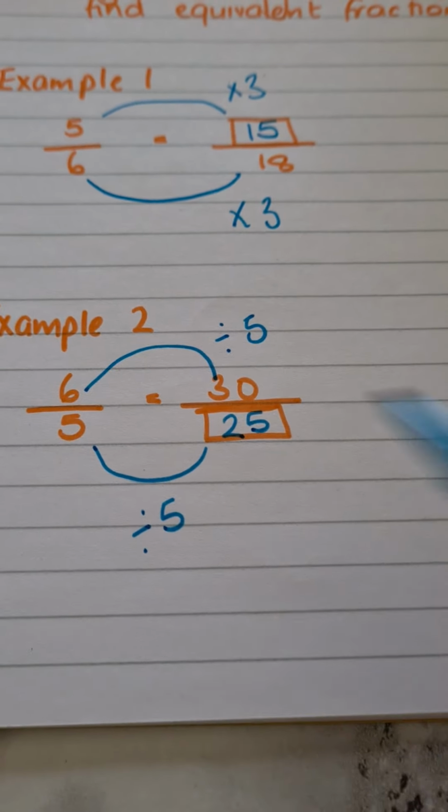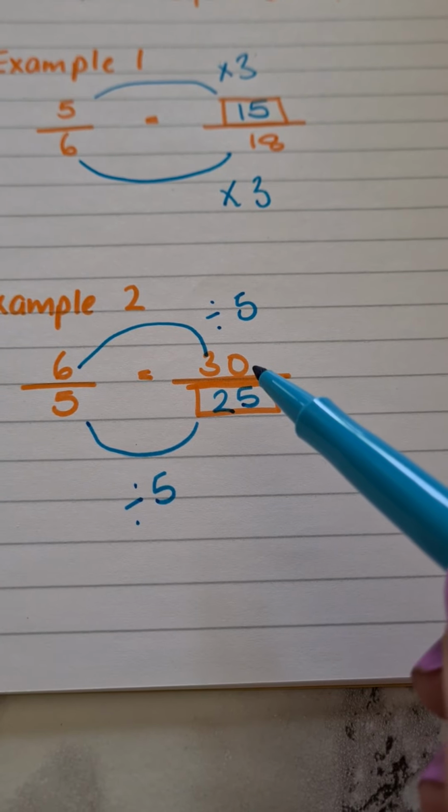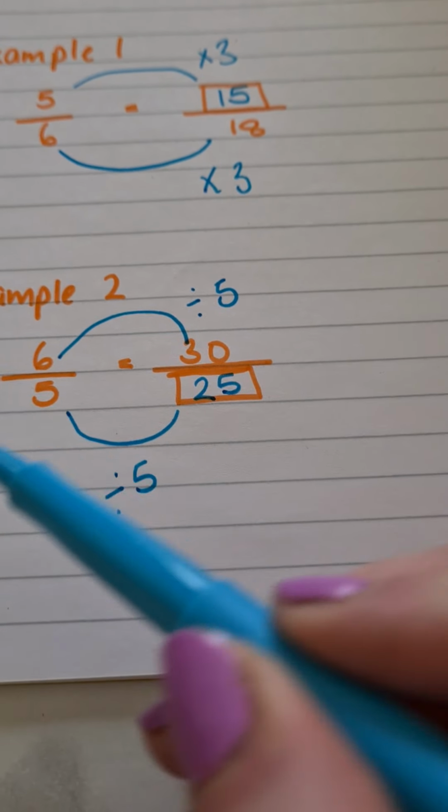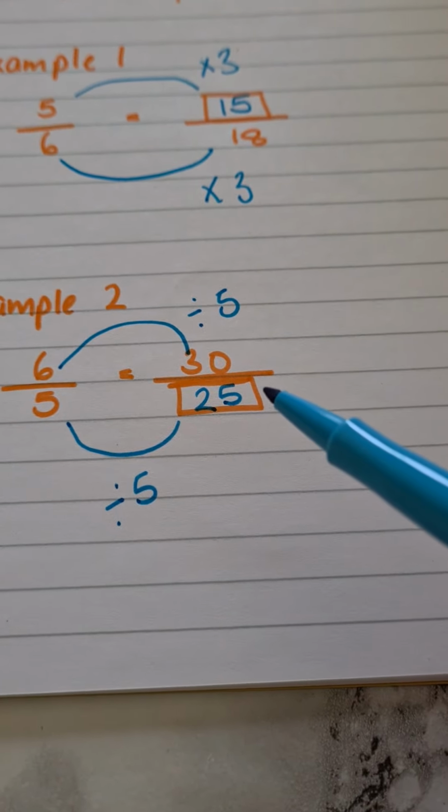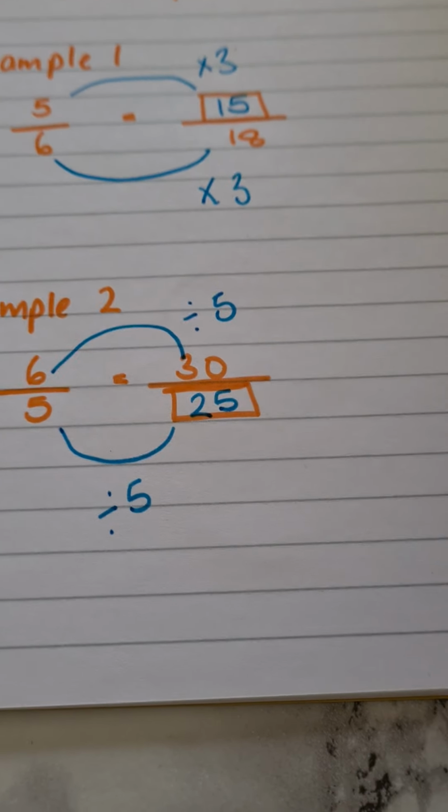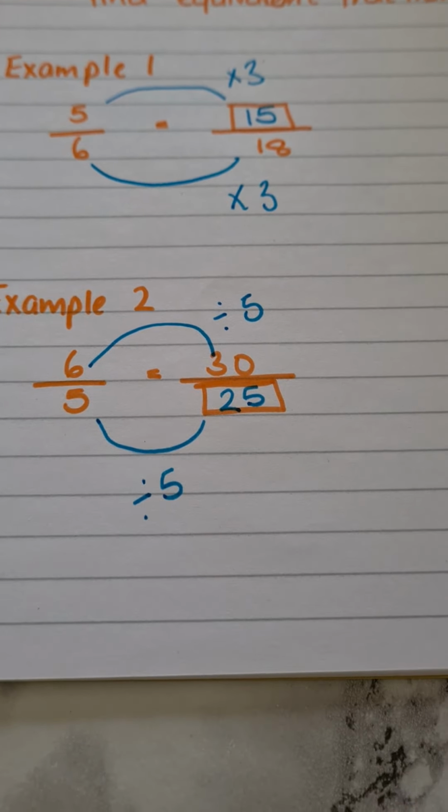You also could have done that question. 6 multiplied by what will give you 30, which is 5. 5 times 5 gives you 25. I just wanted to show you an example of a multiply and an example of when you have to divide.